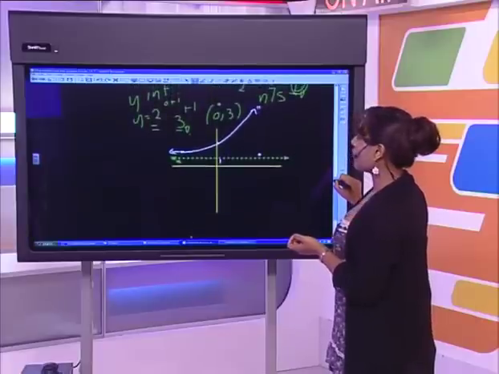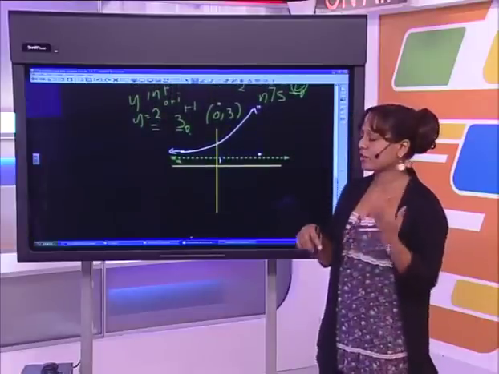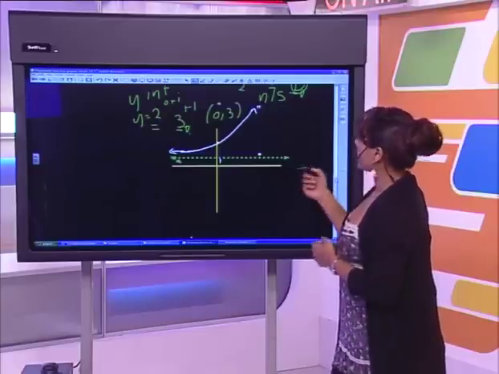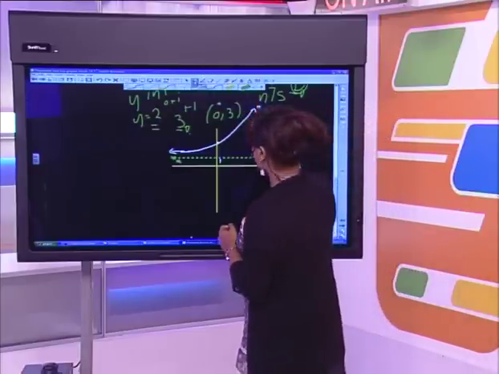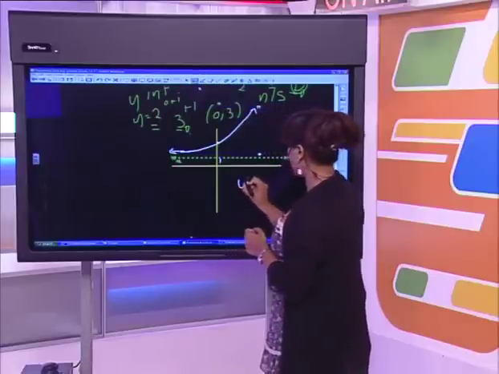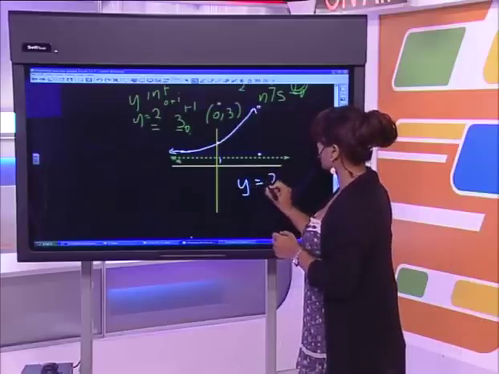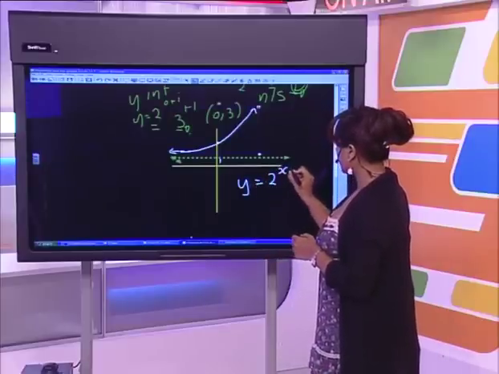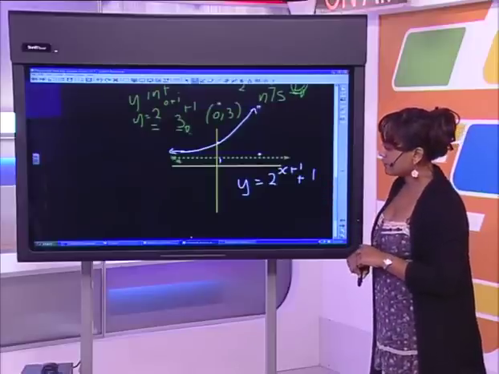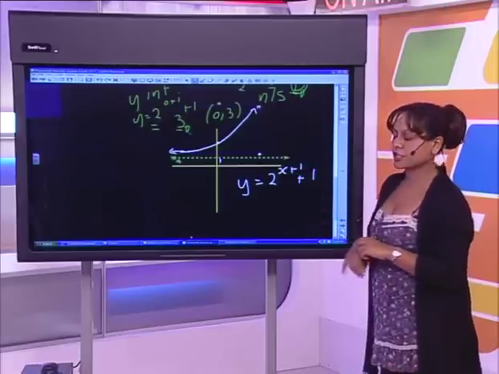And I'm going to do all the steps on the calculator, so you're going to need to follow the steps on your calculator. All right, remember the equation we were dealing with here, and this is the one we're going to be using, is y is equal to 2 to the power of x plus 1, plus 1. That's the equation we're dealing with, and that's the one I'm going to punch into the calculator.